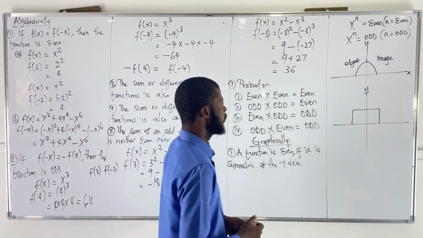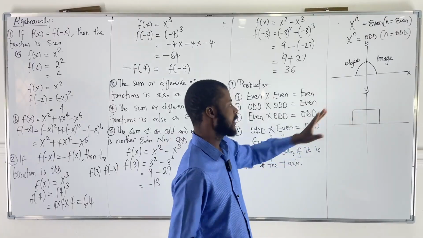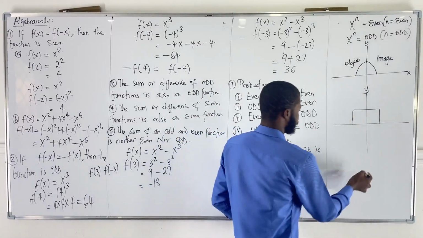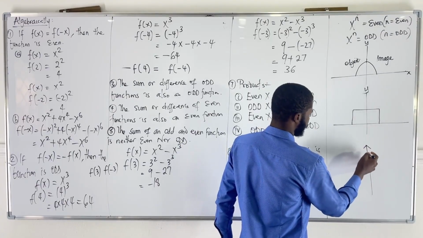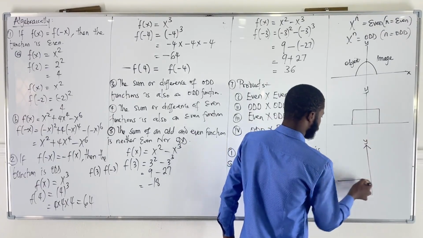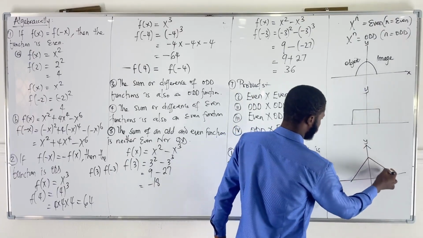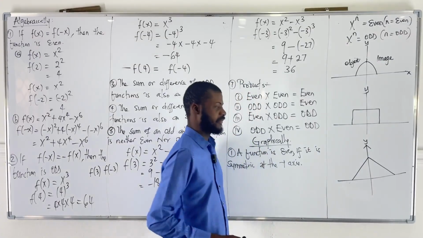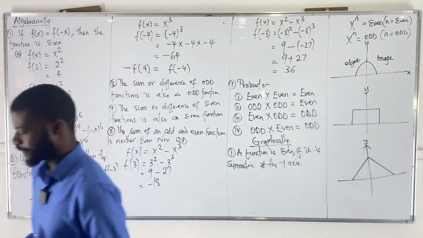Let's proceed. So as you can see, this is what an even function is. Now take a look at another diagram. This is also an even function, even though my line is not straight.